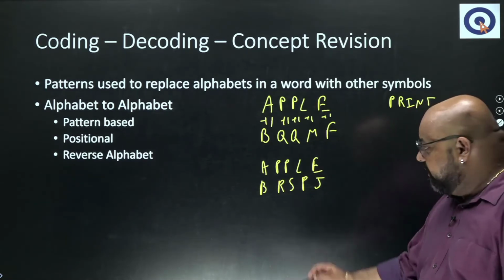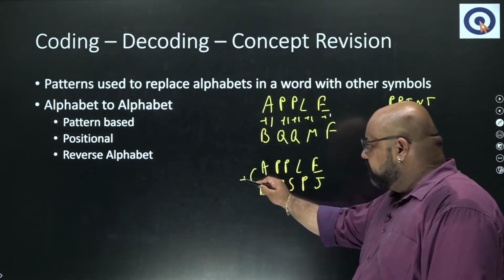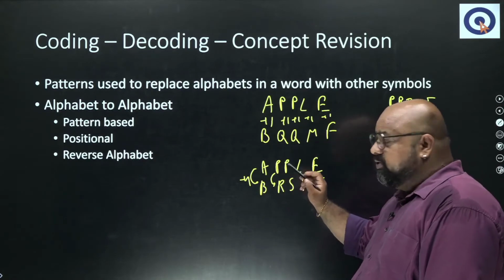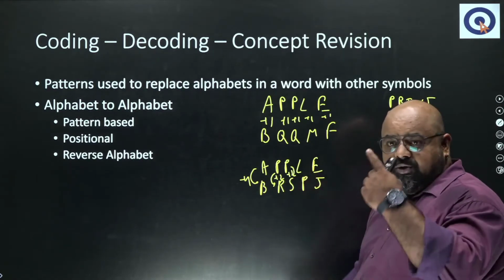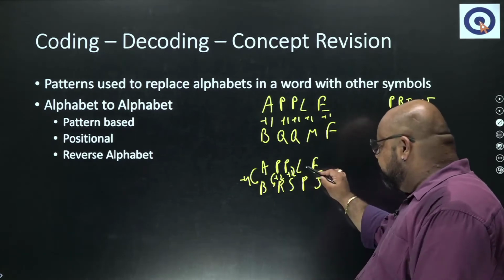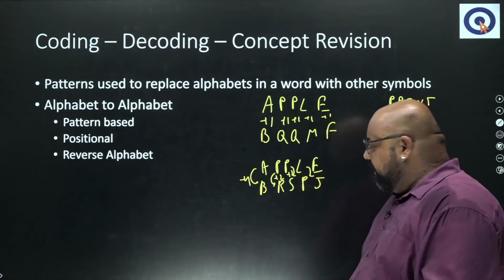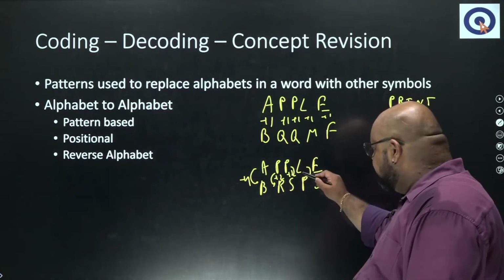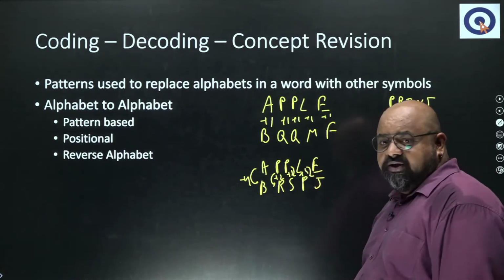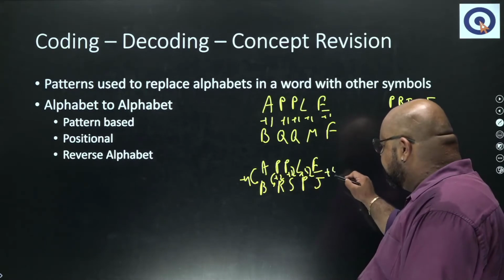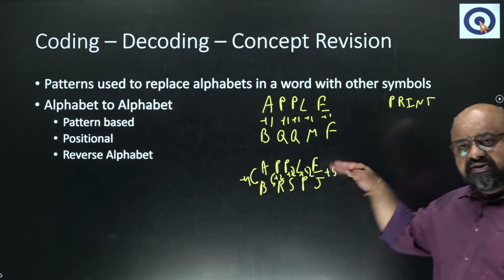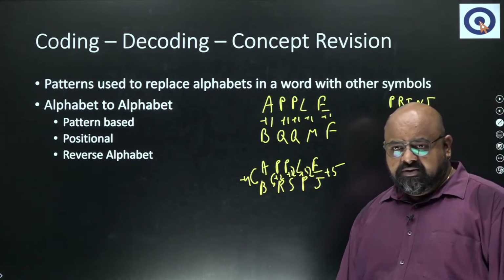So A becomes B, a +1. P becomes S, PQR, +2. This P becomes S, which is a +3, P, Q, R, S. L becomes P, L, M, N, O, P, +4. E becomes J, E, F, G, H, I, J, +5. Similarly, the other word can be coded.